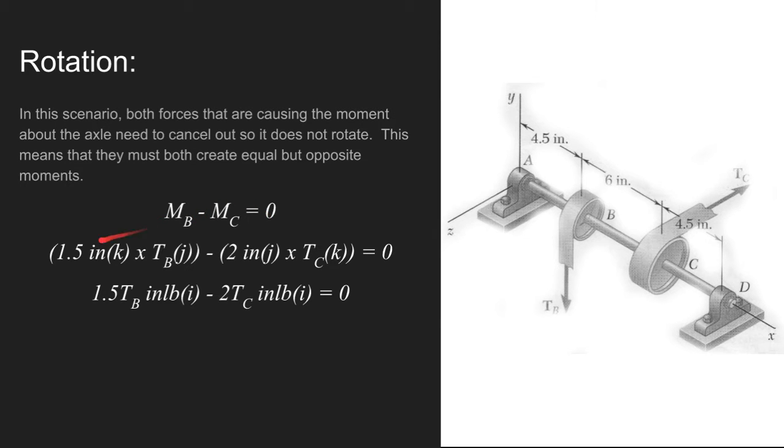So MB is equal to 1.5 inches in the K direction, since that is the radius of the spool, crossed with TB in the J direction, since that is the force, and MC is equal to 2 inches in the J direction, since that is the radius of the second spool, crossed with TC in the K direction, since that is the force which is acting upon it, and those both equal 0. So this could be simplified to 1.5 TB minus 2 TC equals 0.